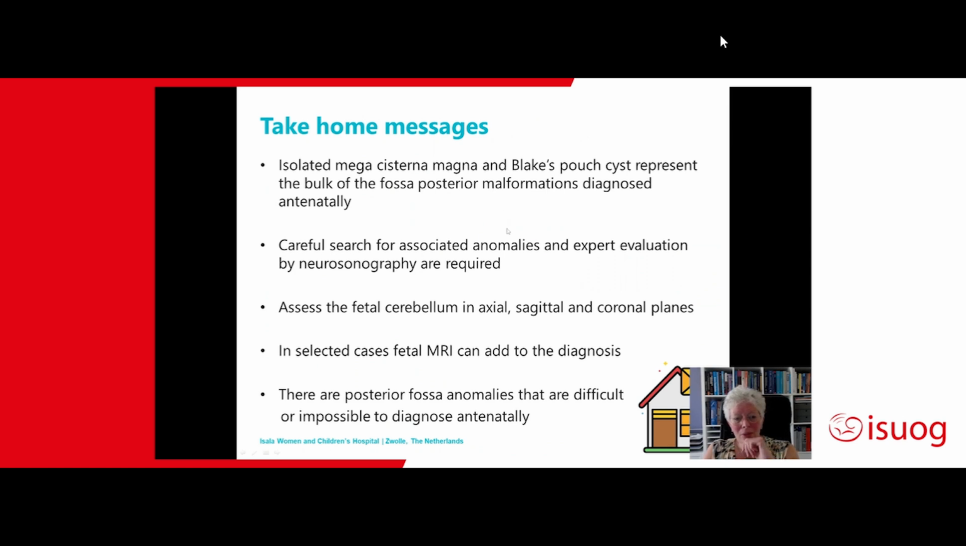So I would like to conclude with these take-home messages. If there's an isolated megacisterna magna or Blake's pouch cyst, they represent the bulk of the posterior fossa malformations.